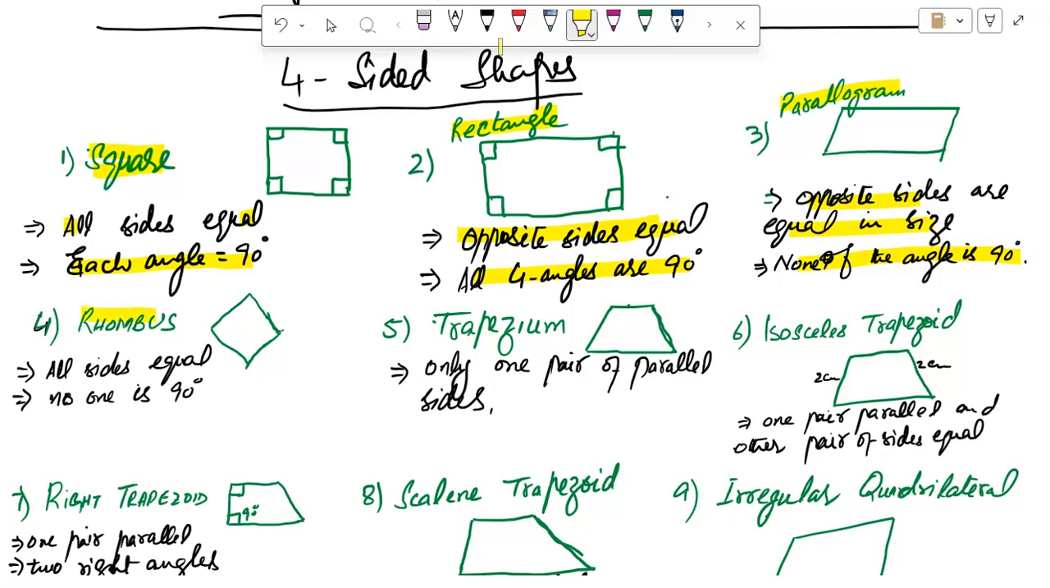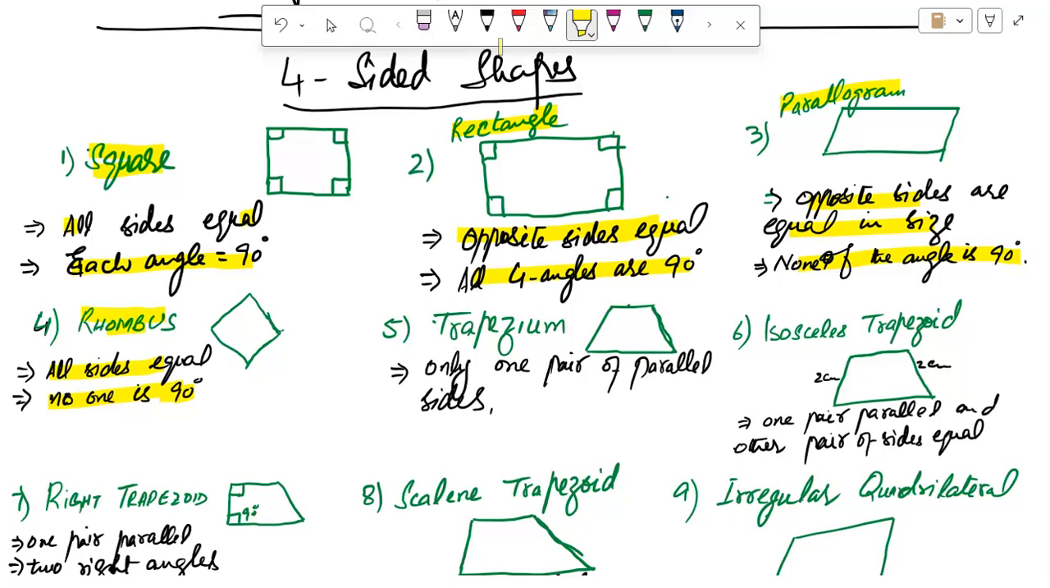Then there is a rhombus. A rhombus has all sides equal, but no 90-degree angle. So this one is similar to the square, where all sides are equal, but in a square there is a 90-degree angle, while in a rhombus there is no 90-degree angle. This one is also called a diamond shape.